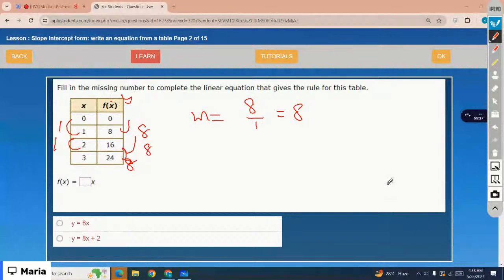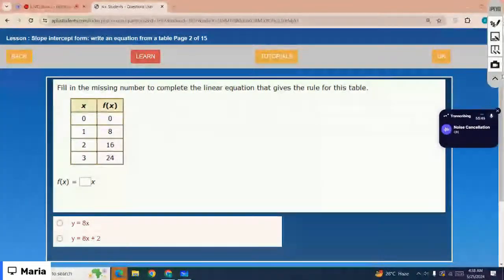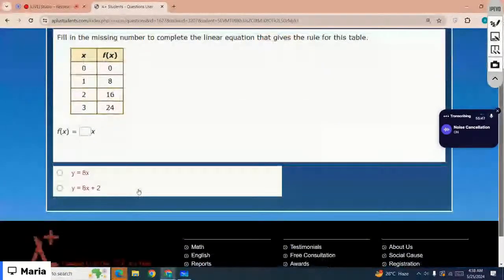So the correct option is option number 1, y equals 8x, because the graph is passing through the origin.